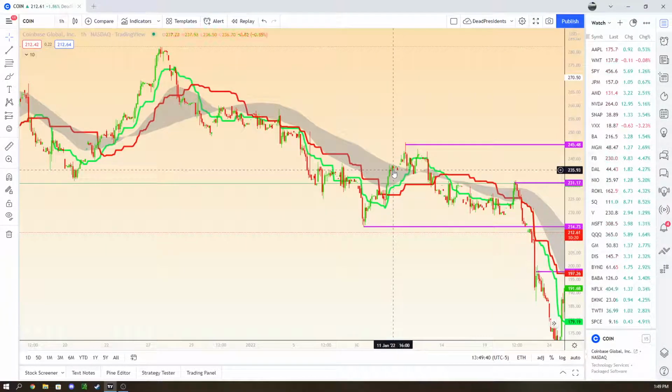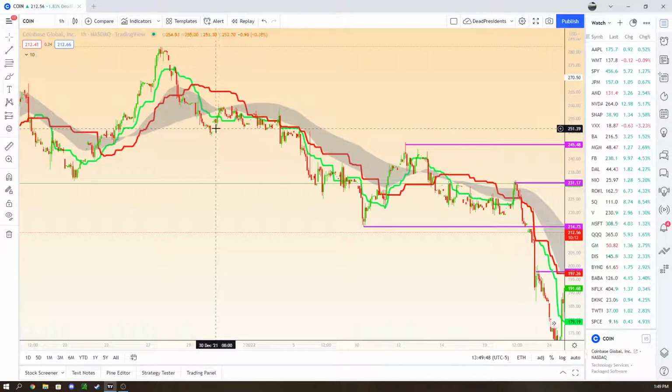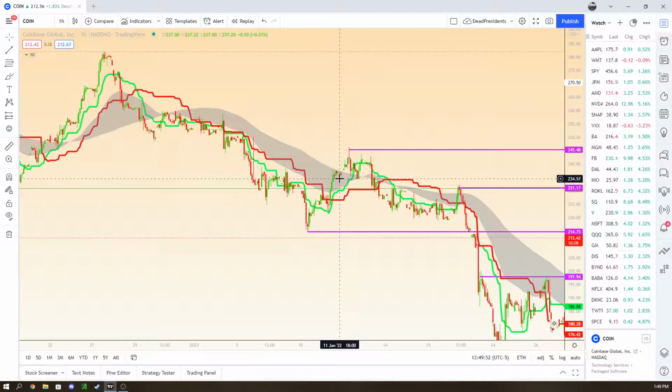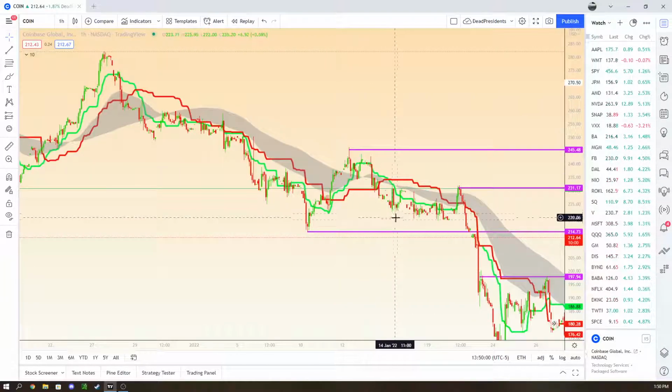Because remember, we said when price is above the cloud, that's a sign to buy calls, go long. When the price is under the cloud, like here, that's a sign to go short. So we can see though the price did come up here above the cloud, and it did get rejected here. Came down slightly after. So sometimes you gotta really watch it.